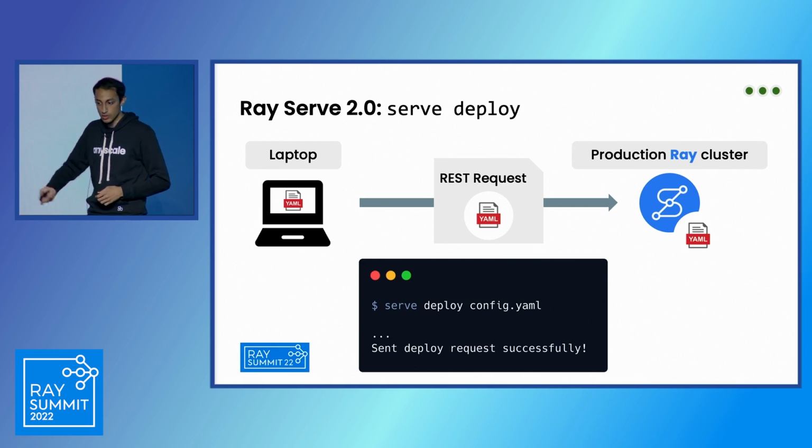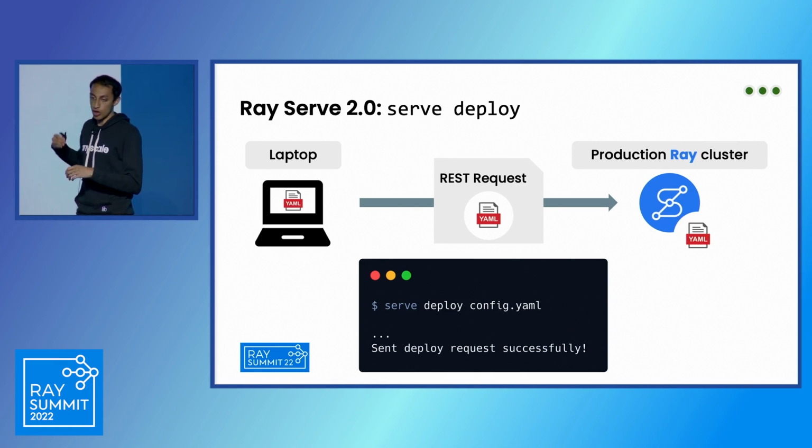If you want to make updates to it, you can simply update that config file and redeploy it using serve deploy. As we can see, this is a really easy workflow to get from development all the way to deployment in order to actually serve your users in production.